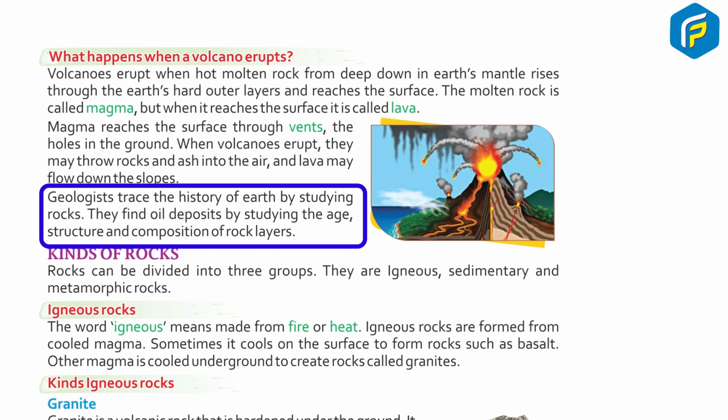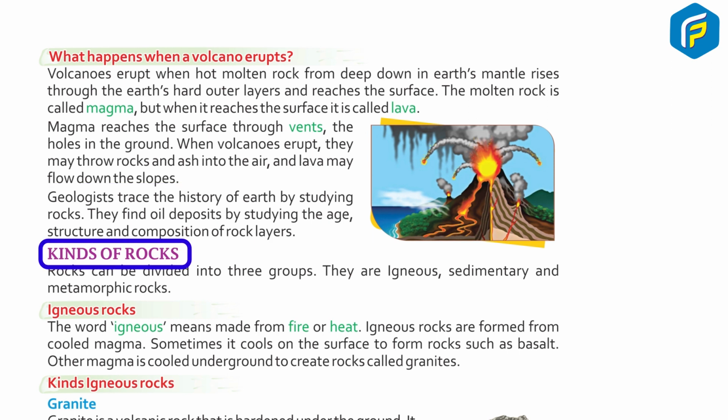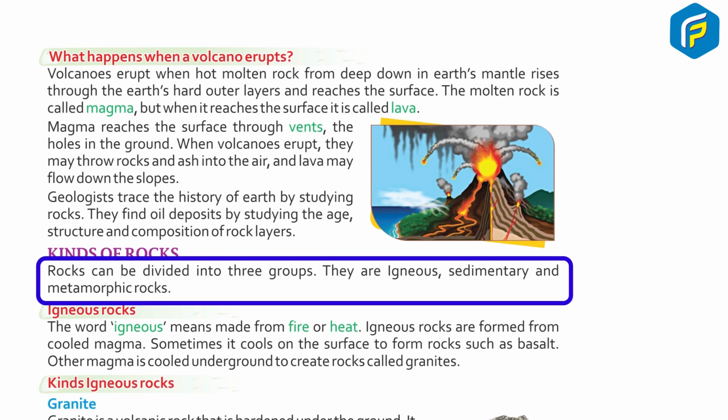Geologists trace the history of Earth by studying rocks. They find out details by studying the age, structure, and decomposition of rock layers. Kinds of rock. Rock can be divided into three groups. They are igneous, sedimentary, and metamorphic rocks.